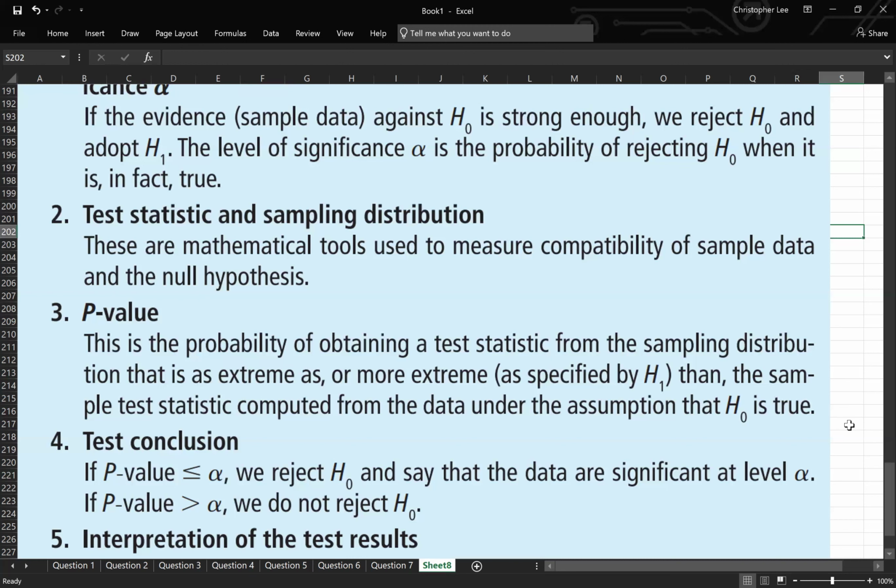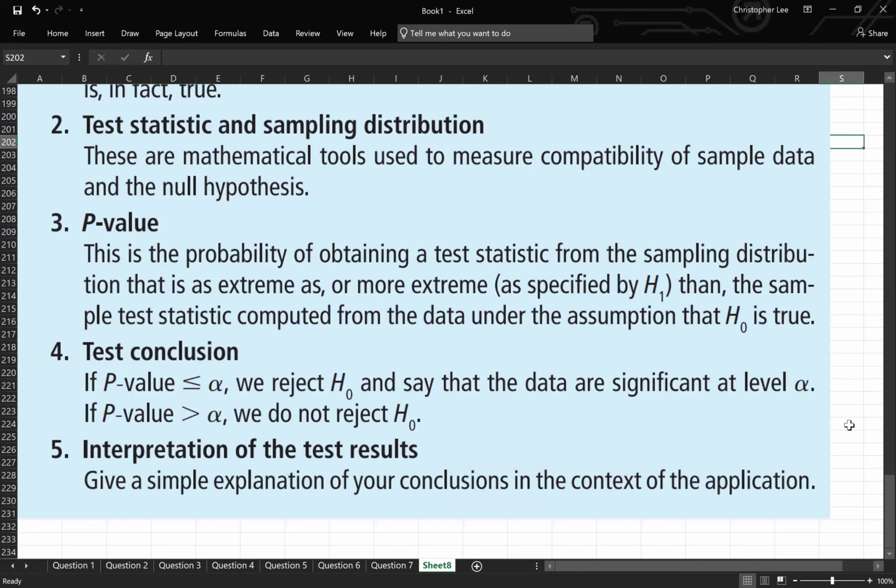Step 4, you're going to give me the conclusion. You're going to conclude your test. If the p-value is less than or equal to alpha, we reject the null hypothesis and say the data are significant at the level alpha, or if the p-value is greater than alpha, we do not reject the null hypothesis. And step 5, just interpret the test results. Give a simple explanation of your conclusion in the context of the application. That's it. These are the 5 steps to doing a hypothesis test.